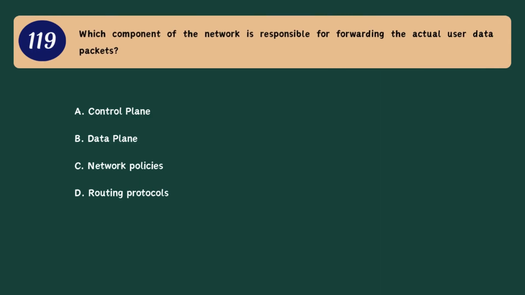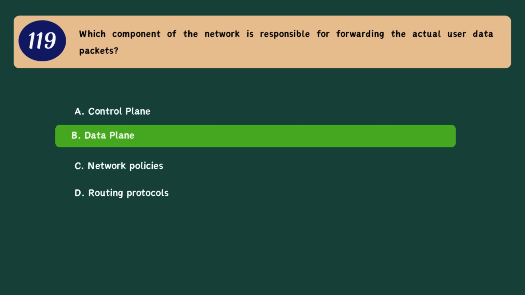Question 119. Which component of the network is responsible for forwarding the actual user data packets? A. Control plane. B. Data plane. C. Network policies. D. Routing protocols.